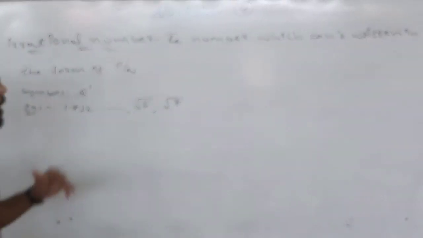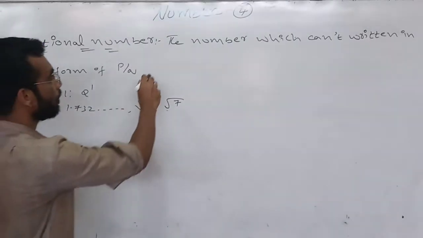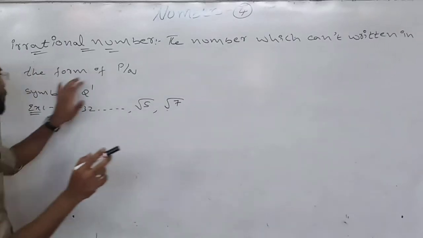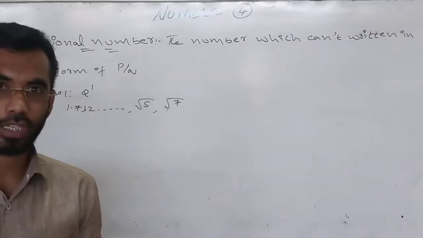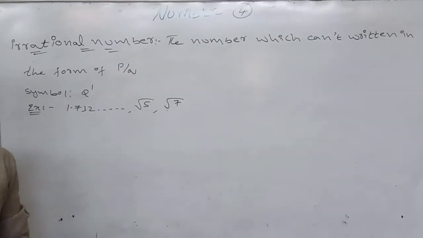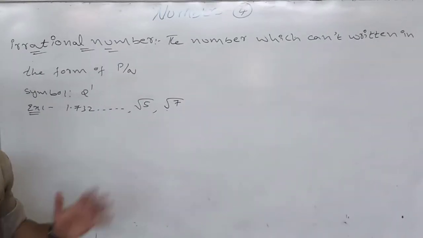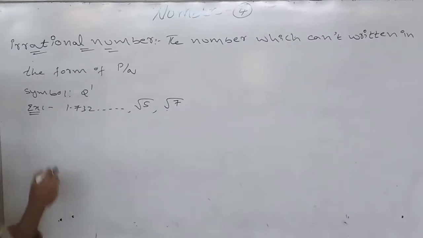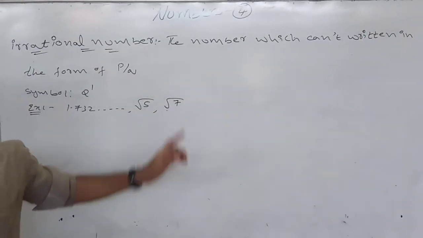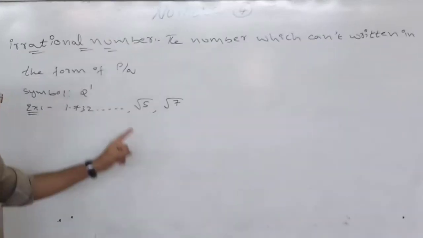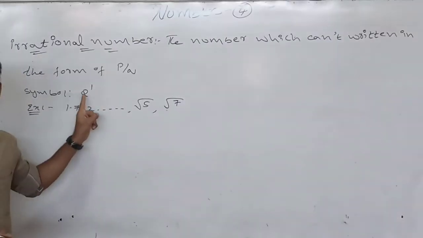What is an irrational number? It is the opposite of a rational number. The number which cannot be written in the form of p by q, that means numerator and denominator, is called an irrational number. See here, the symbol for the irrational number is Q dash. For rational numbers we use Q, and for this one it will be Q dash.